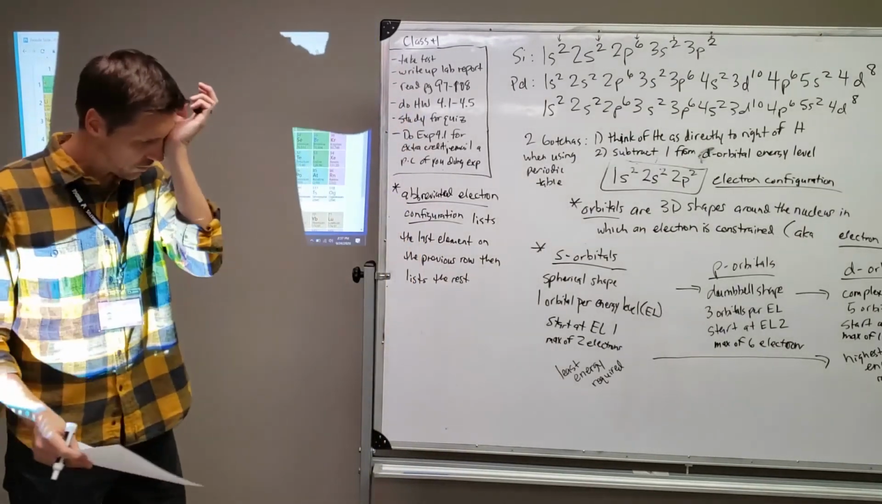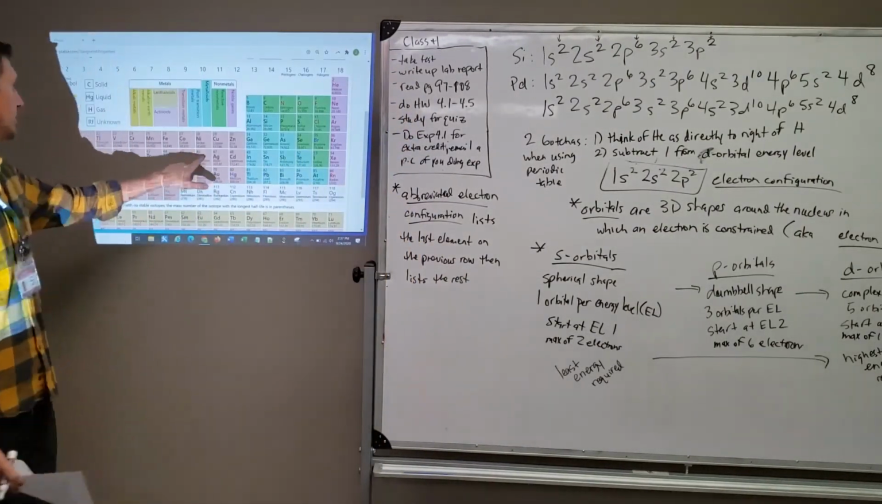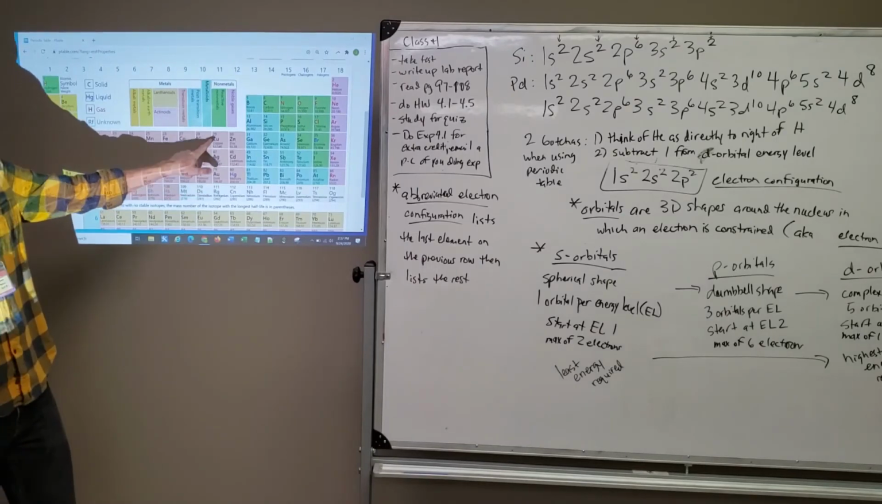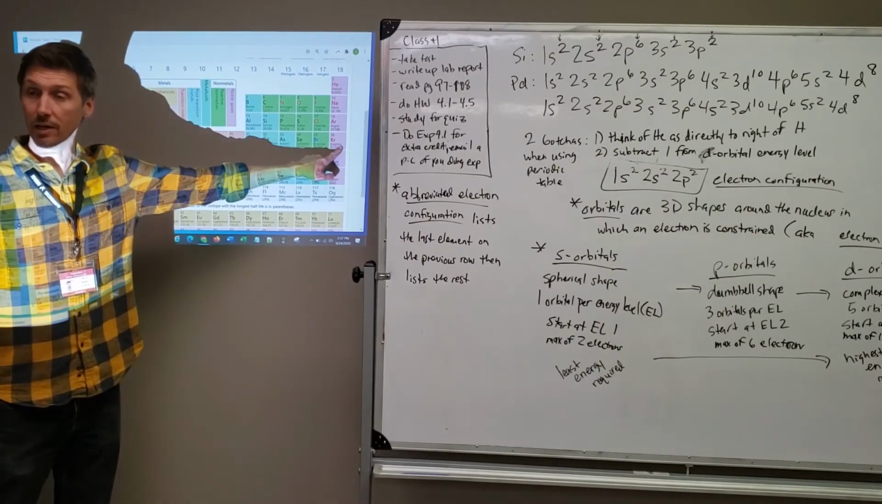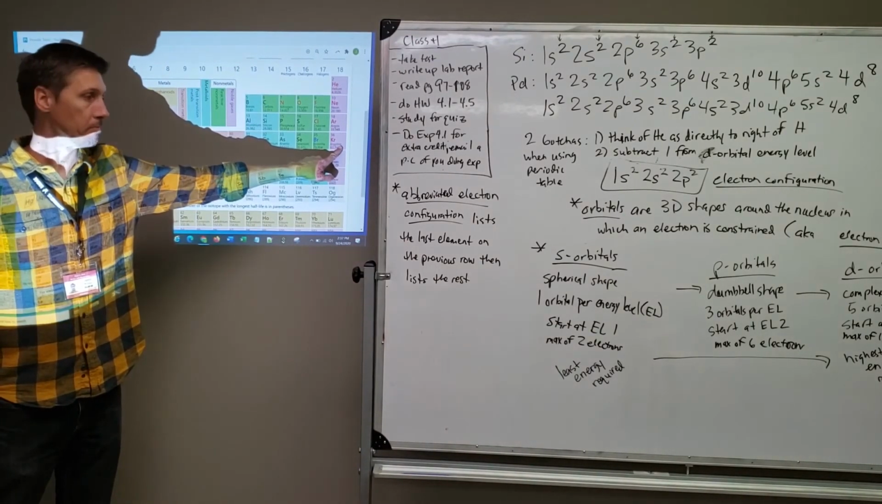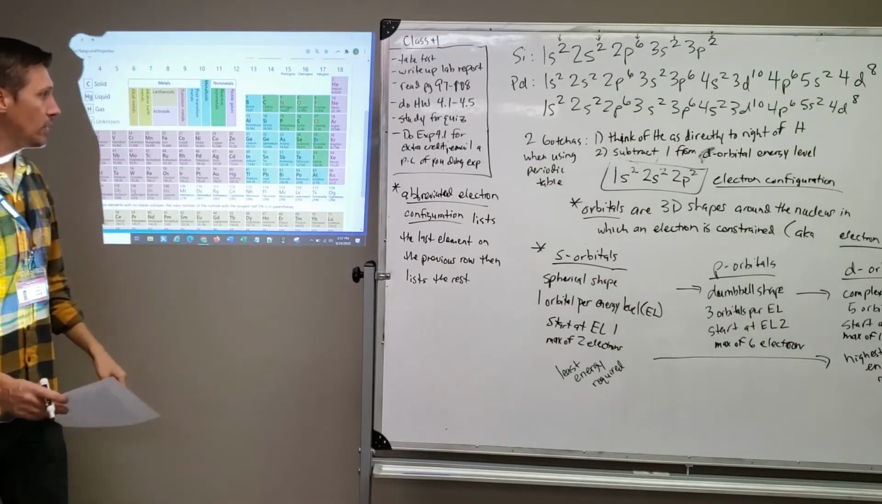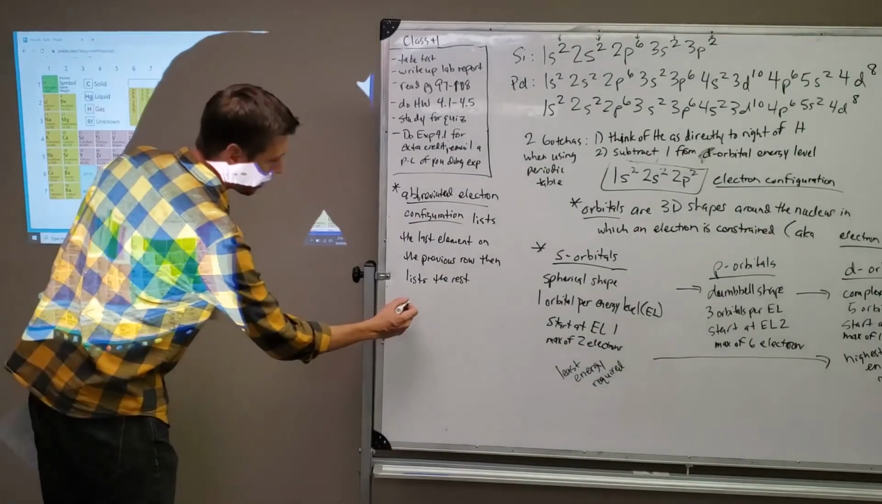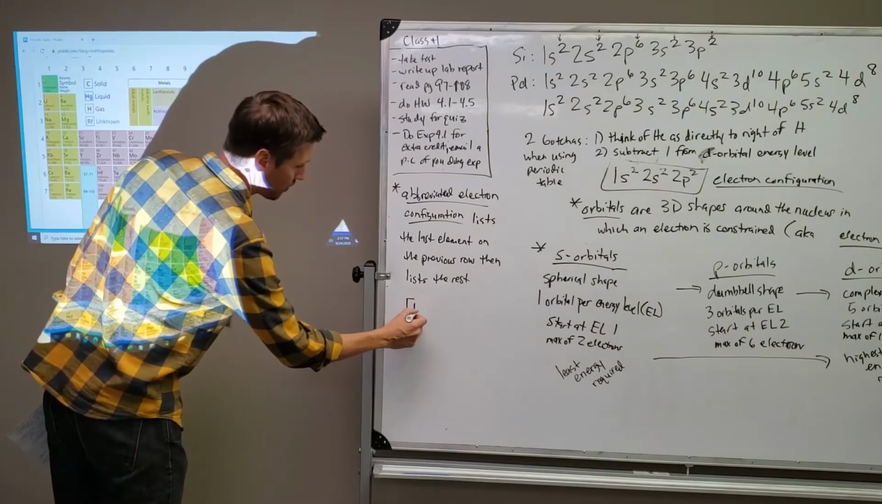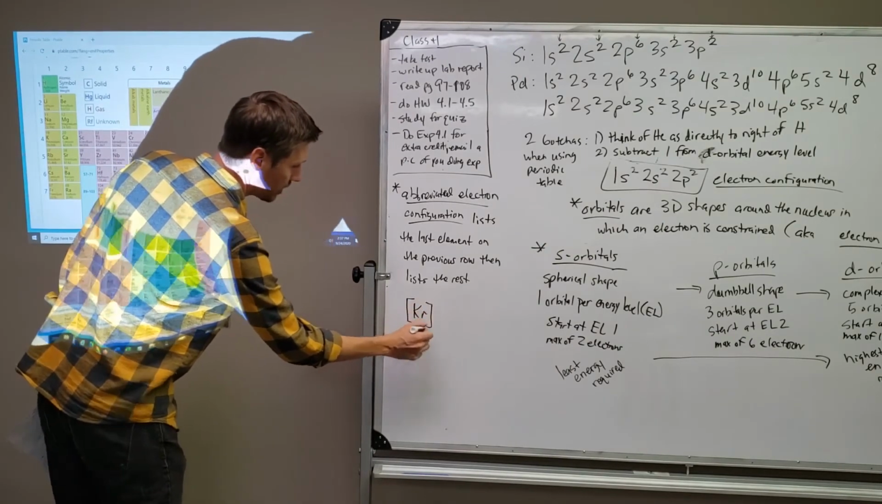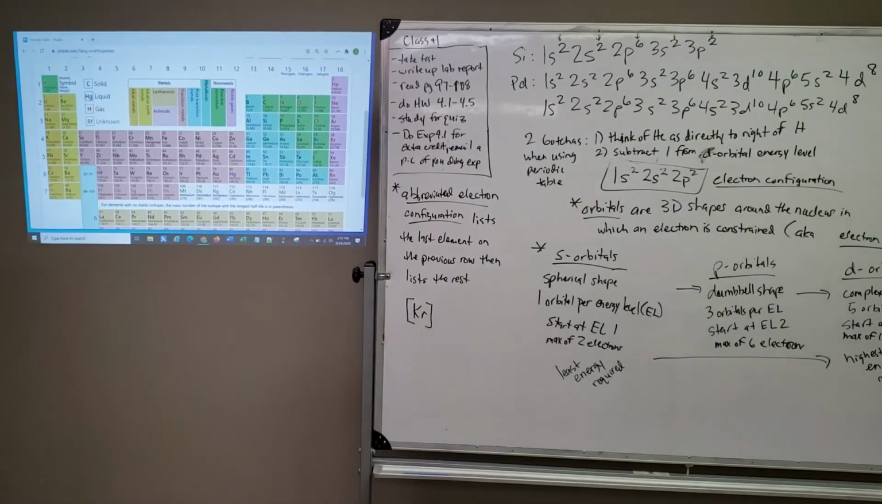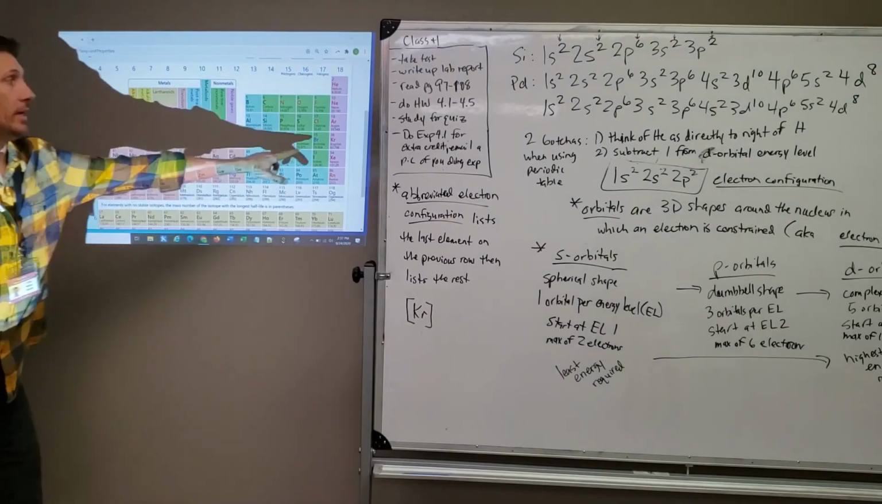Well, so for example, for palladium, palladium's here. The last element on the previous row is krypton right here. And so if I wanted to do the abbreviated one for palladium, I would do krypton. I would write the symbol for krypton in square brackets. And then I would start counting from there.